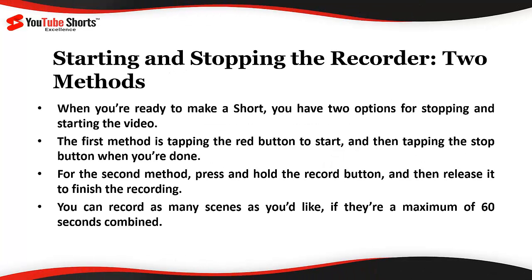Starting and stopping the recorder, 2 methods. When you're ready to make a short, you have 2 options for stopping and starting the video. The first method is tapping the red button to start and then tapping the stop button when you're done. For the second method, press and hold the record button and then release it to finish the recording. You can record as many scenes as you'd like, if there are a maximum of 60 seconds combined.